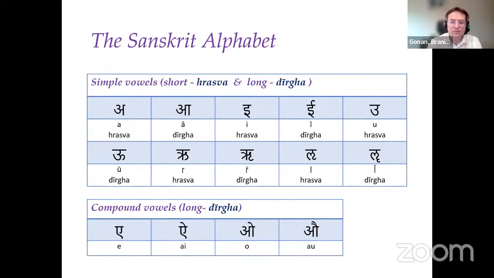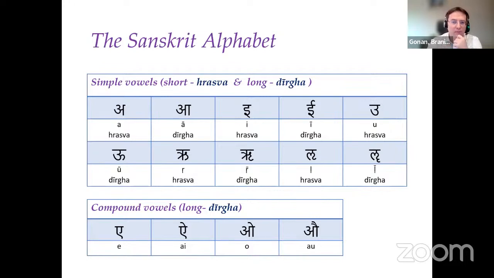Simple vowels can be short or long. For the short vowels, we use the term hrasva, and for the long, we use the term dirgha. For example, a, i, u, r, l. Those are the shorts, and the long ones are ā, ī, ū, ṝ, ḹ. Okay, this is quite simple.